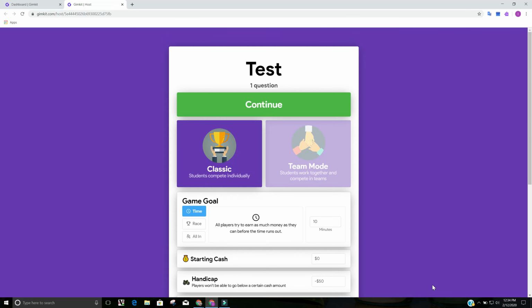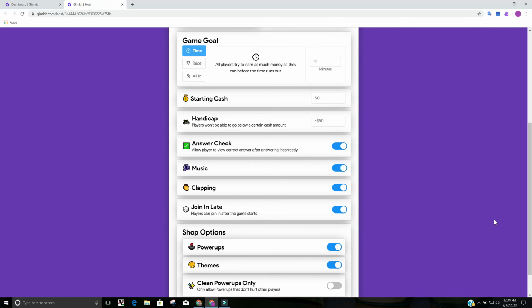That's a very quick way on how to create a Gimkit and then kind of what everything is inside of it. I've already played it with a couple of classes at Bessie Haynes and the kids really loved it. I know it's going to be popular.